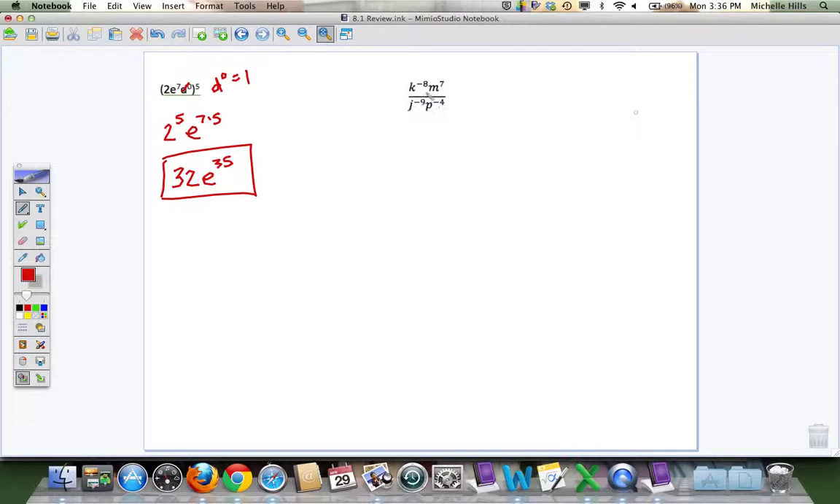In this case, I don't see the same variable twice, so this is just a matter of having no negative exponents when I'm done. The k is not happy. It's got negative thoughts. It wants to move, so it moves to the denominator, and then its thoughts become positive. The m is fine where it is. It already has a positive exponent.